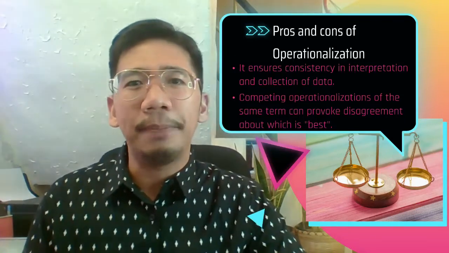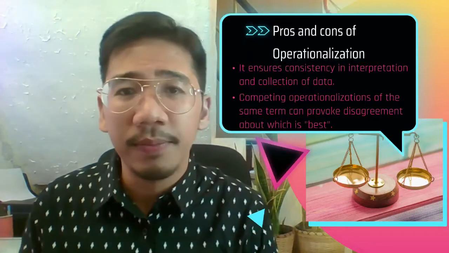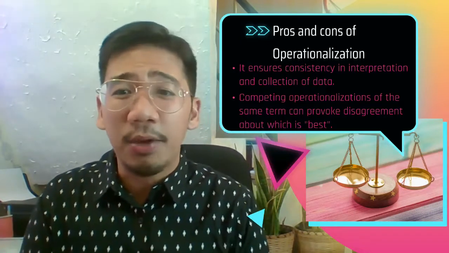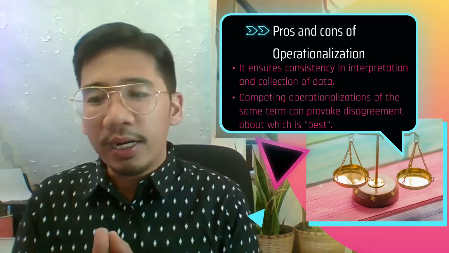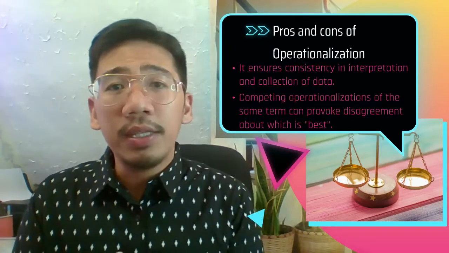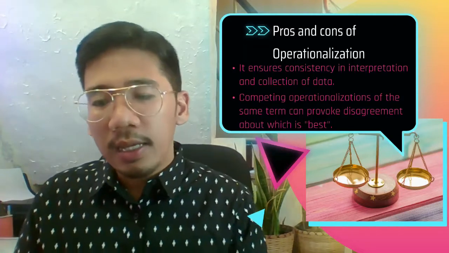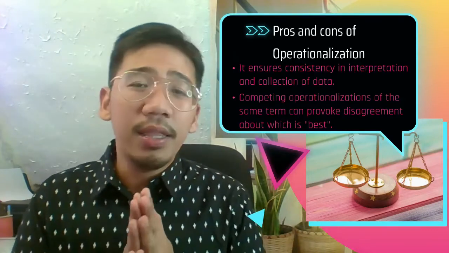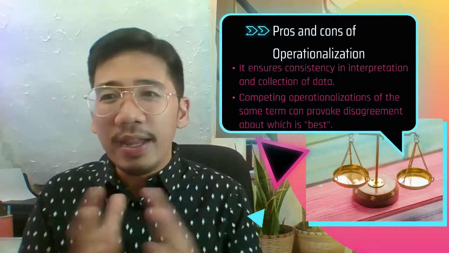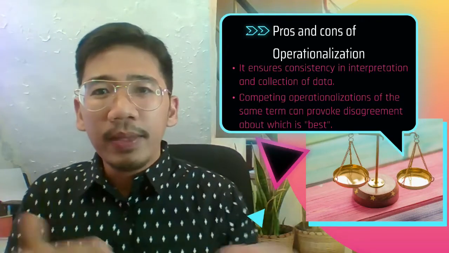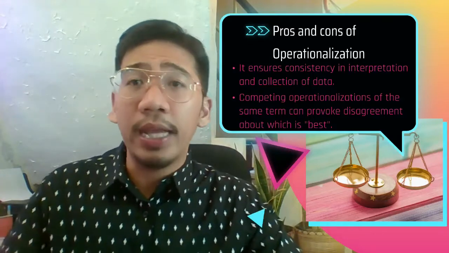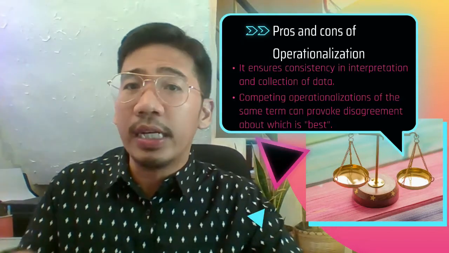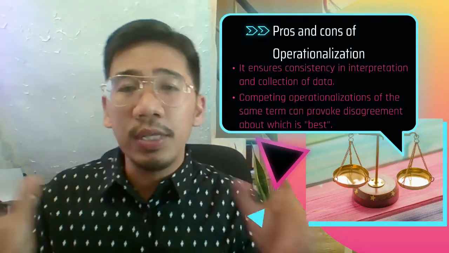However, because most concepts can be operationally defined in many ways, take for example the concept of love. It can be operationalized in many ways depending on what theory you are basing it upon. There's a particular theory that says love is composed of three distinct domains. And another theory might say love is expressed by a number of love languages. So because most concepts can be operationally defined in many ways, competing operationalizations of the same term can provoke disagreement about which of these definitions is the best.